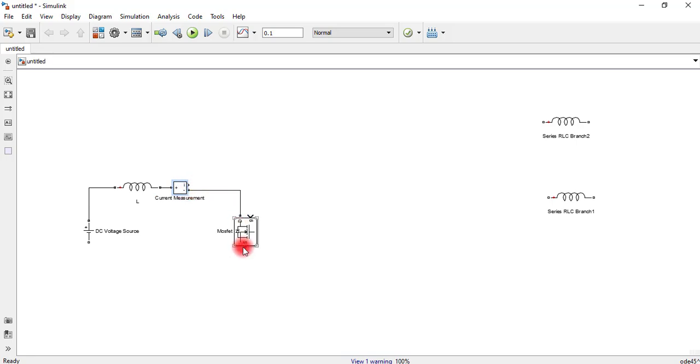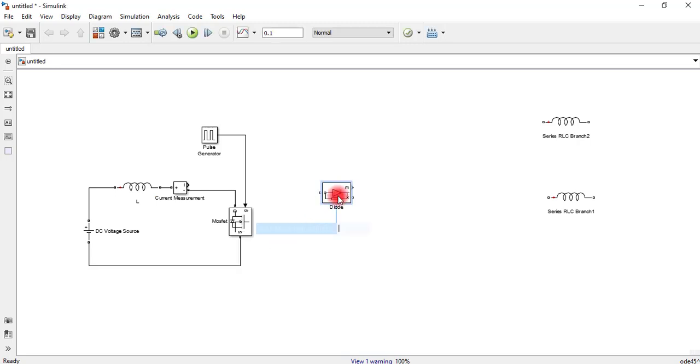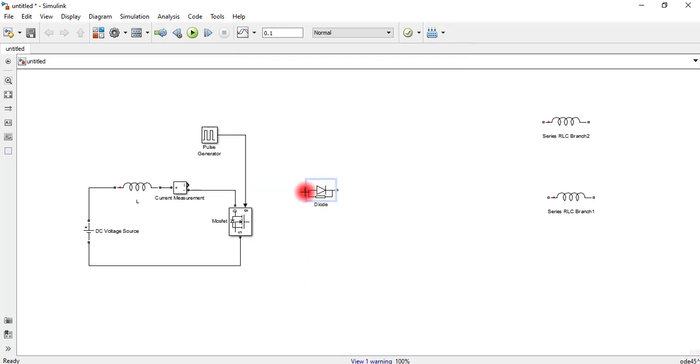Connect this with the drain, and for the pulse I will give pulse generator. Pulse will be given to here. Okay, source will be grounded, so let's ground it here. Okay, now I need one diode. So using the same library, let's uncheck this and connect it here.